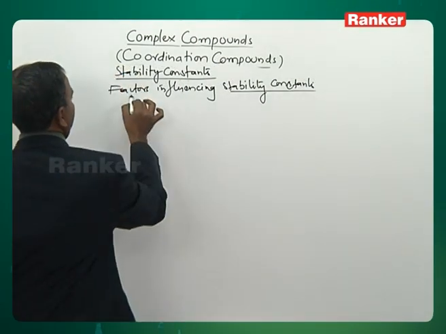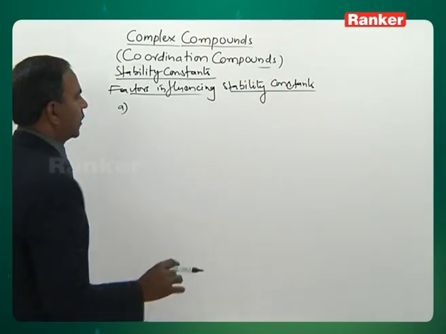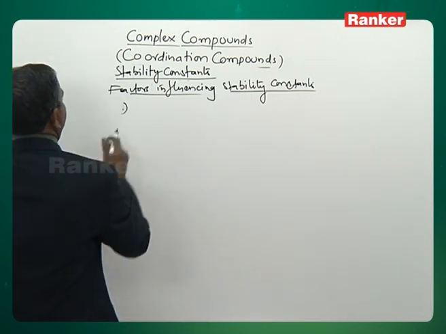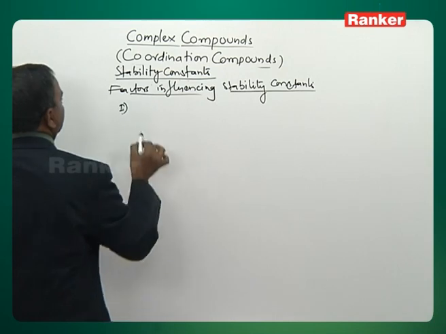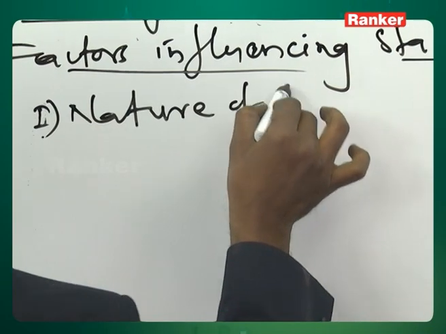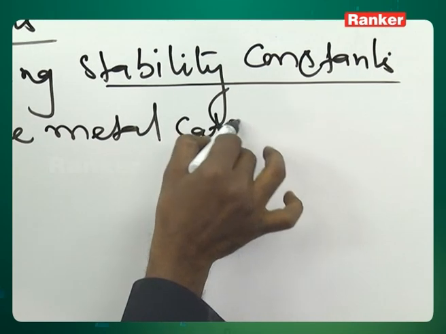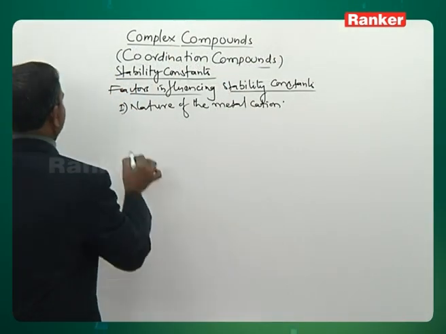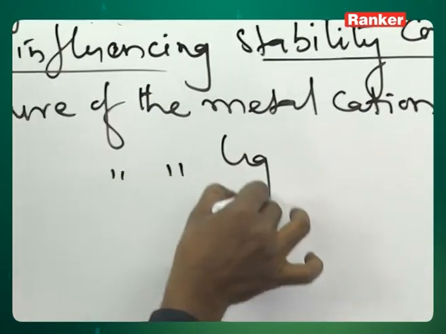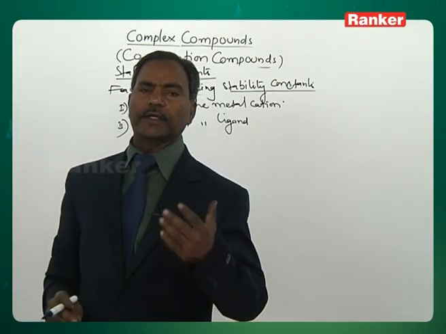Factors influencing stability constants. Mainly two factors we come across. First one, the nature of the metal cation. Second one, the nature of the ligand.